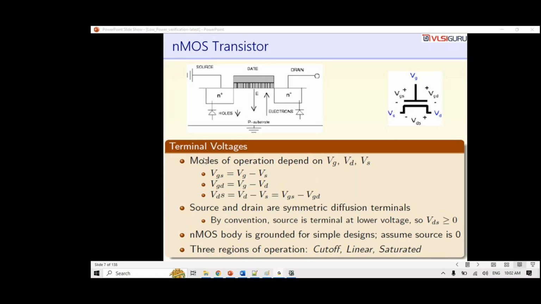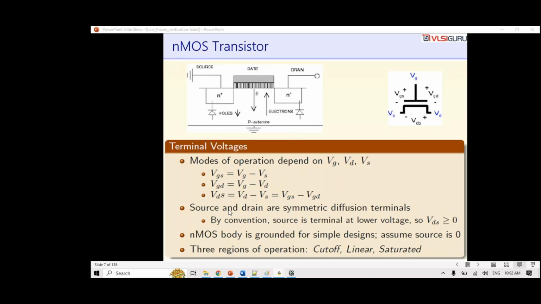You know that the mode of operation we are in, whether you are in cutoff, whether you are in saturation, whether you are linear, depends upon the voltages that we apply to the gate, drain, and source. Now in that we use some different terminologies like VGS, VGD, VDS, okay, which is related to basically VGS is VG minus VS, VGD is VG minus VD, and VDS is VD minus VS, which is essentially VGS minus VGD. I mean, you do the subtraction of these two, what you get is that one, okay.